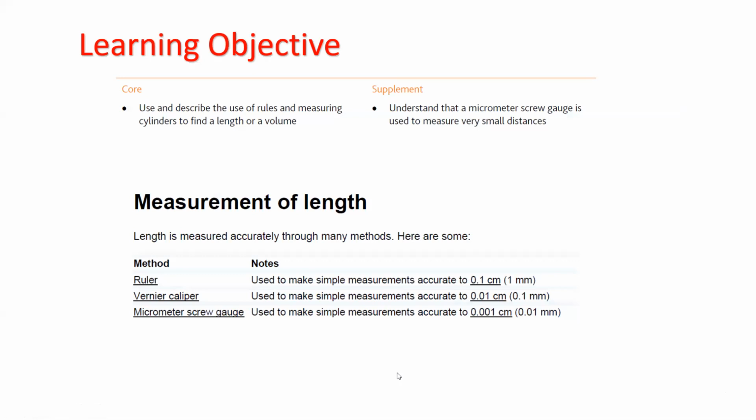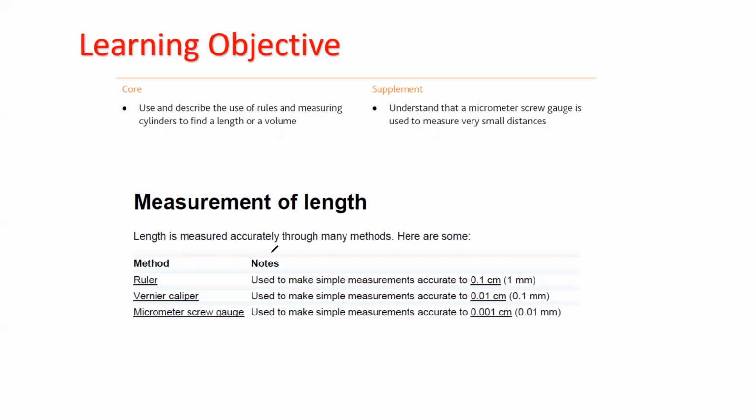If you want to measure the length, what is the learning objective when you are studying this topic? Use and describe the use of rules and measuring cylinders to find the length. Here the rule does not refer to a certain rule or law, it refers to a scale. So you should use and describe the use of a ruler or a scale and measuring, as well as the formulas related to measuring length and volume, and understand the micrometer screw gauge used to measure very small distances. So in this session, we will discuss how we can measure the length by using different apparatus and the volume, and how we can use a micrometer.